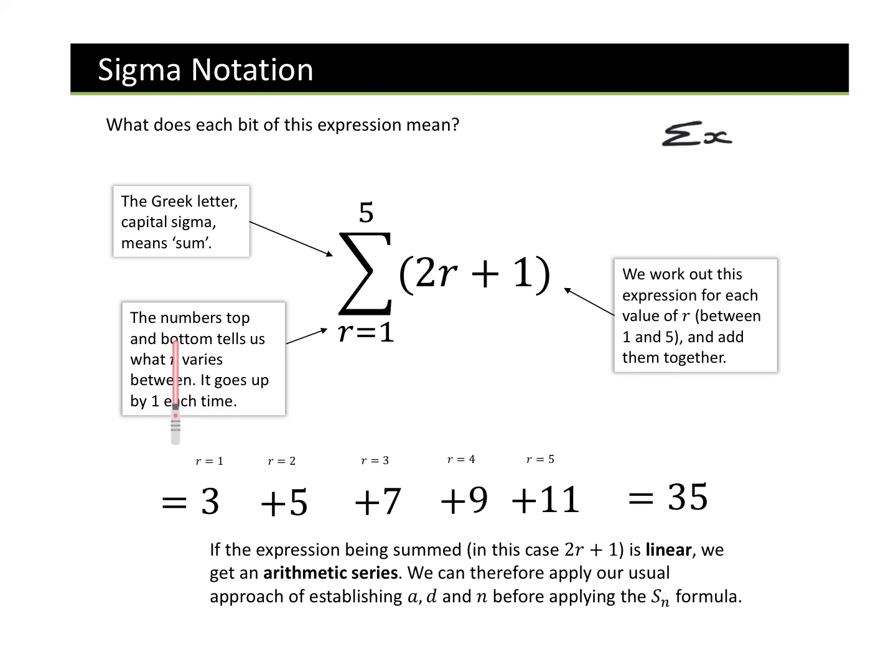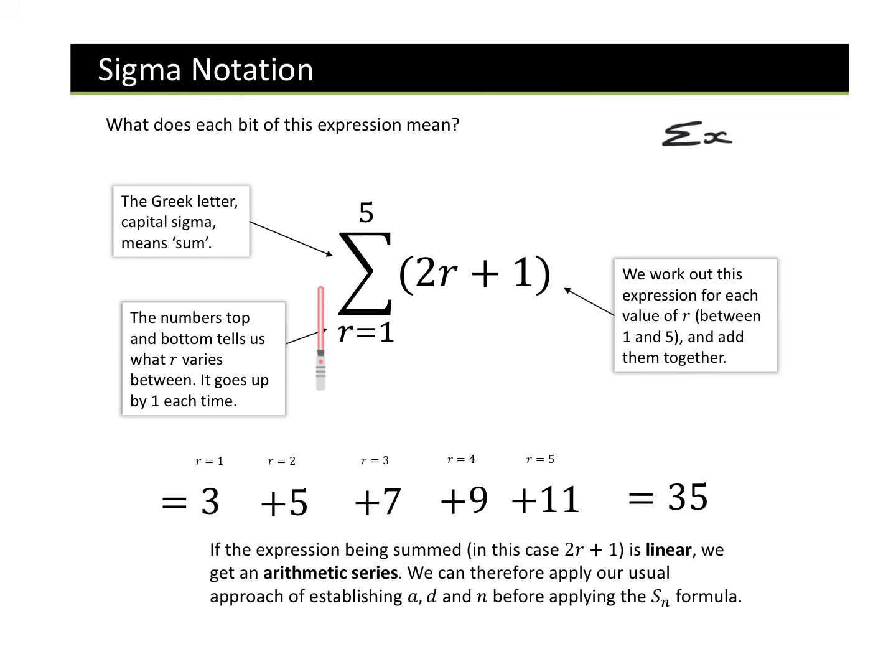So, the numbers on the top and bottom tell us what r varies between. In this case, r does not mean ratio. With geometric, we have the r, and this is our ratio. This is not what's happening here. For example, in this expression, our r is technically our n.